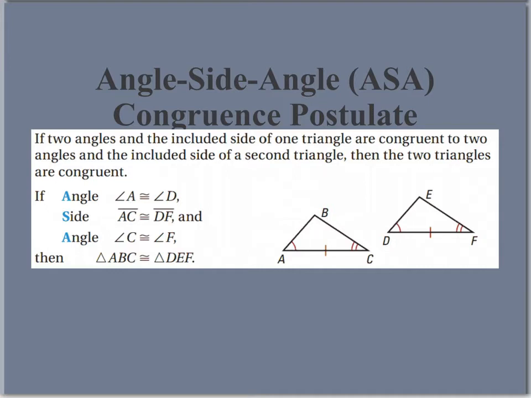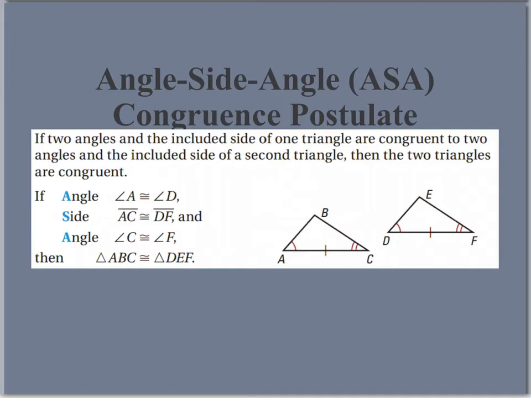This is kind of like a shortcut because if you remember before, there are 6 pairs of angles and sides. We don't have to prove all 6 pairs are congruent. If we can prove that two angles and the included side are congruent, we're done. We know the triangles are congruent to each other.